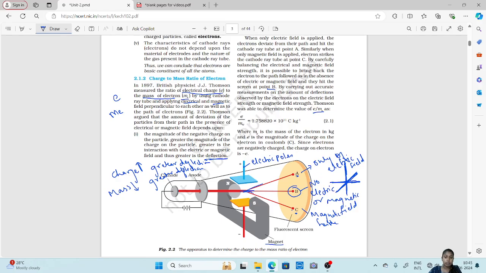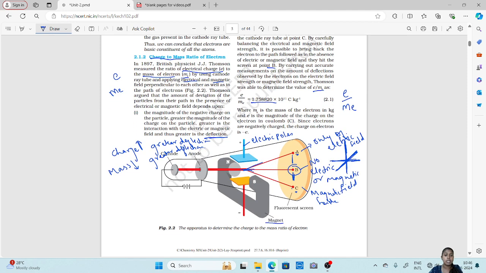Now, once he experimented and found the A, B and C points, he measured all these deflections. He measured how much it is going up, how much it is going down. He measured all these distances and calculated the e by m_e value, that is, the electrical charge by the mass of the electron, and he found it to be 1.758820 multiplied by 10 raised to 11 coulombs per kg. So this was the ratio he found, the charge to mass ratio of the electron.